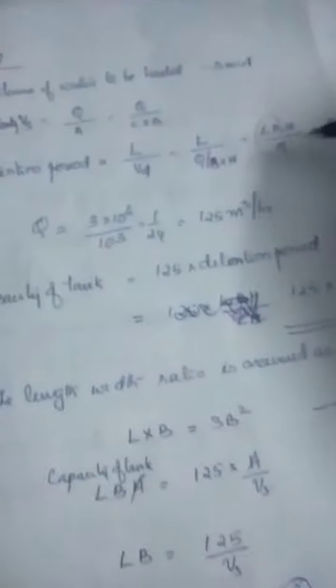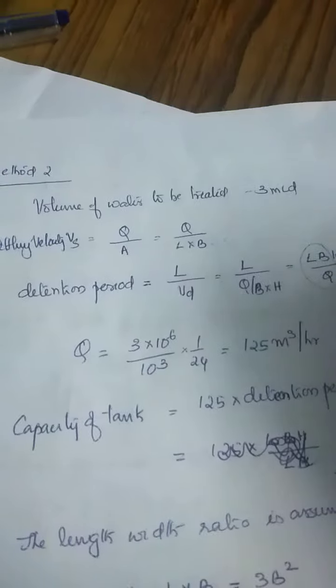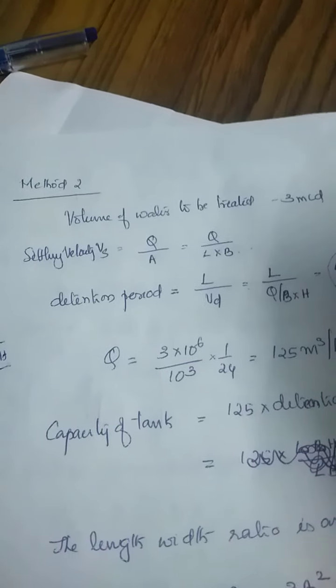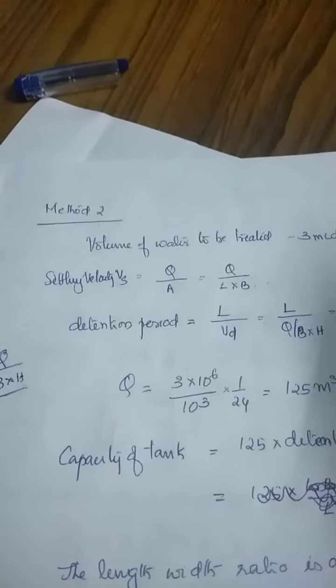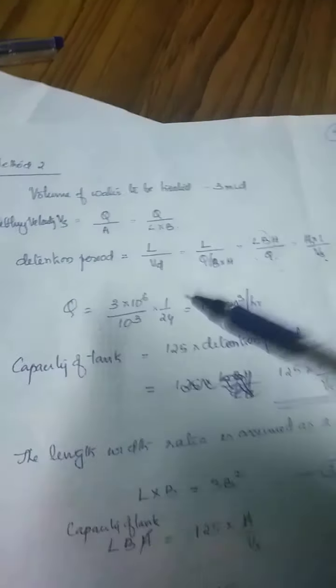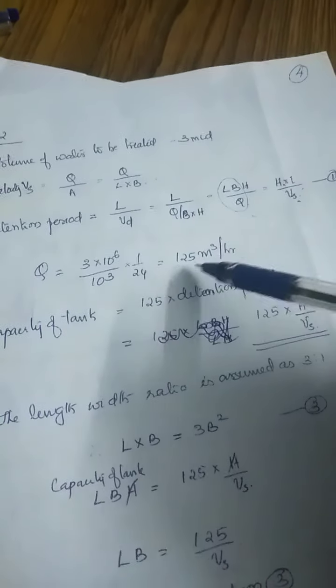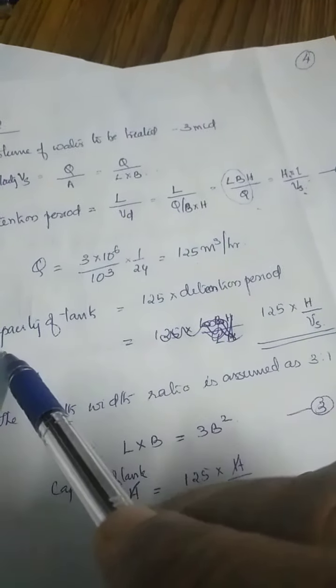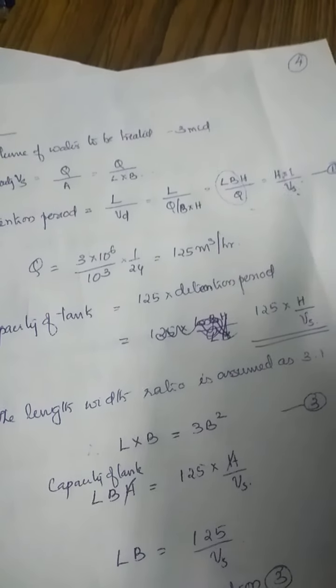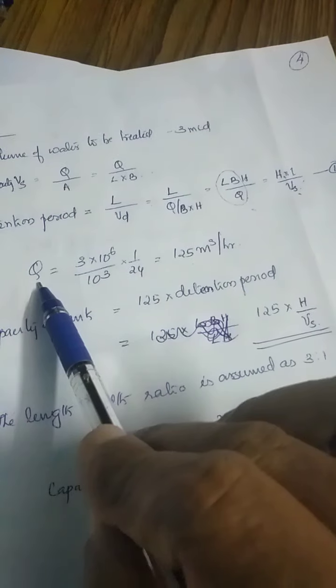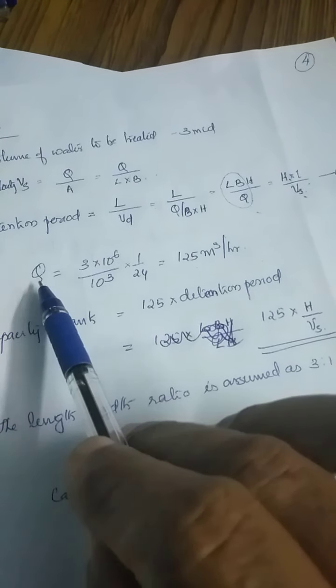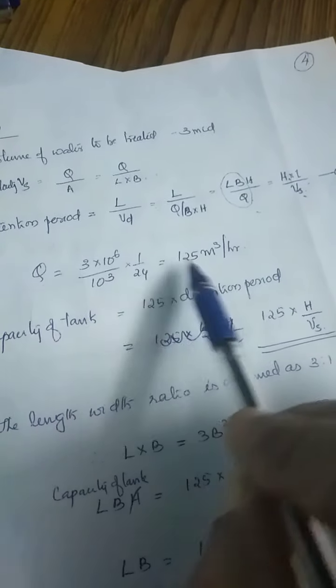We take this considering breadth and height. Then our equation becomes H by Vs, since LB by Q is 1 by Vs, hence H by Vs. Okay. Then we find out the capacity. Capacity is 125 meter cube per hour. Capacity of tank is the quantity of water to be treated.